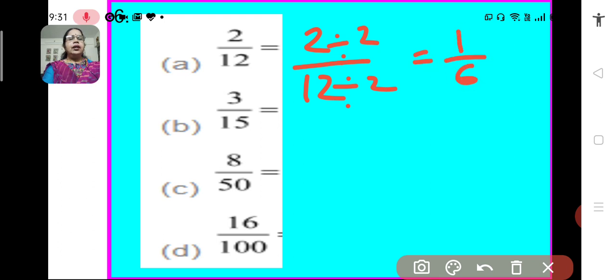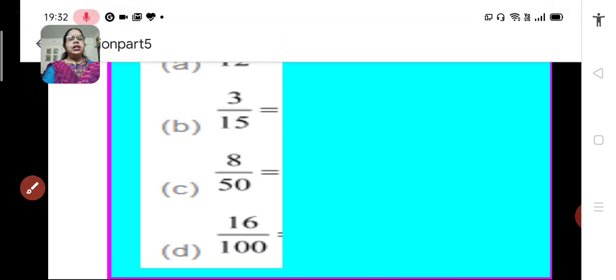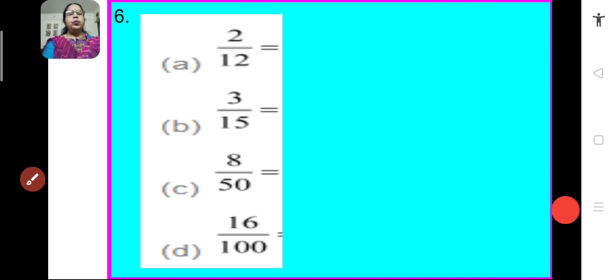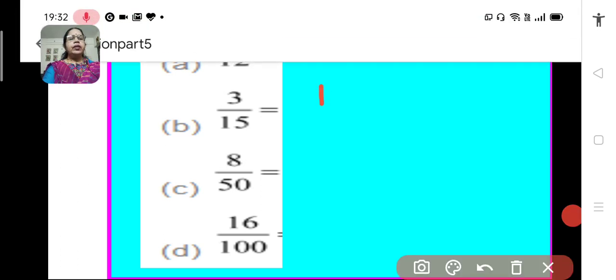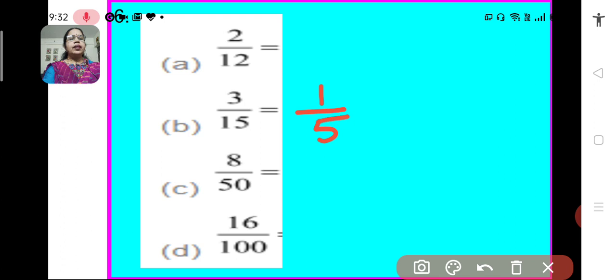Similarly, here in B, we get HCF as 3. So, we divide 3 and 15 by 3 and what do we get? We get 1 upon 5. Similarly, the HCF of 8 and 50 will be 2. So, what do we get? We get 4 upon 25.